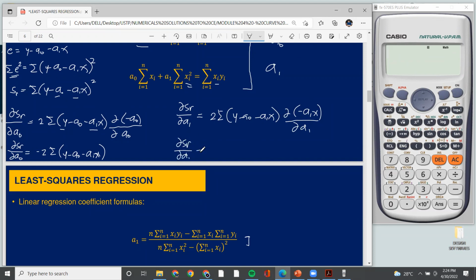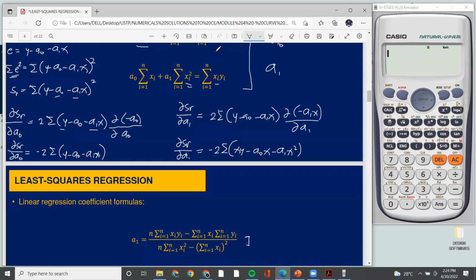Ako na lang gidiretso balhin diri sa tubangan na mabilin is negative 2 times the summation. Distribute na to si x sa sulod. We have xy minus a sub 0 x minus a sub 1 x squared. Okay?